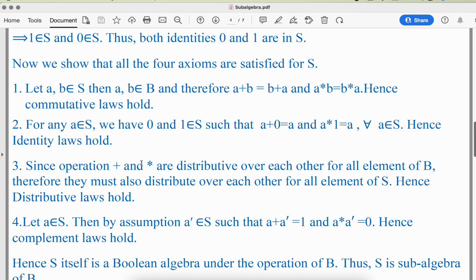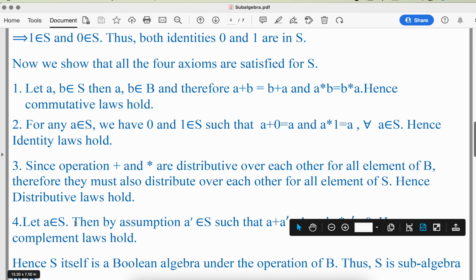Since the operations of addition and multiplication are distributive over each other for all the elements of B, they must also distribute over each other for all elements of S, because S is a subset of B and elements of S are elements of B also. Hence, distributive laws hold in S also.